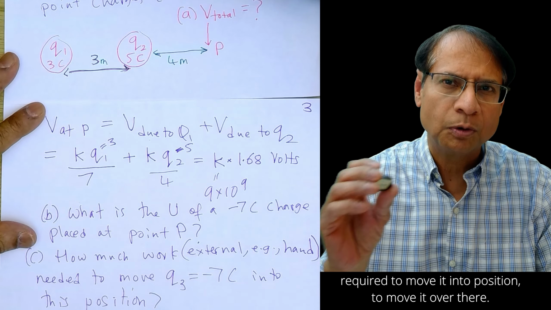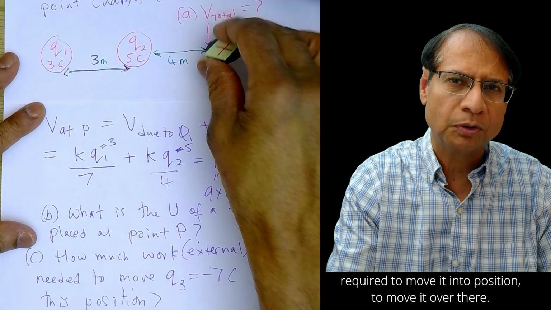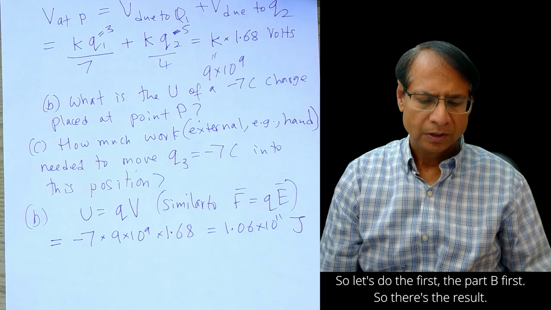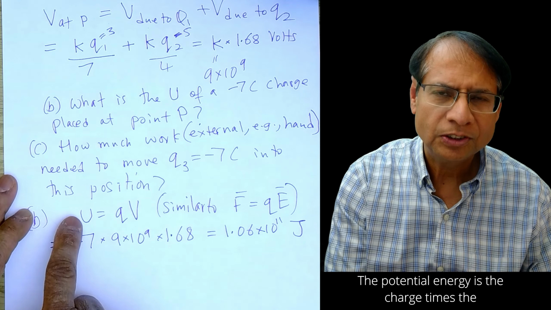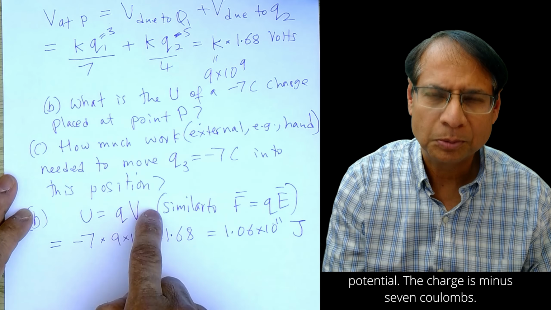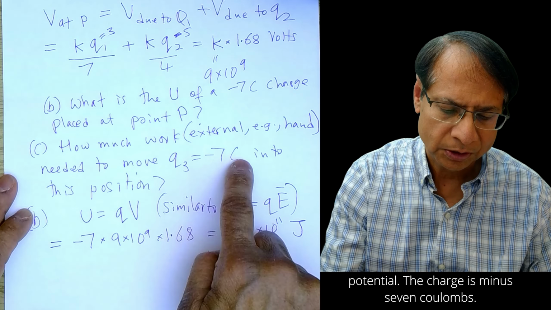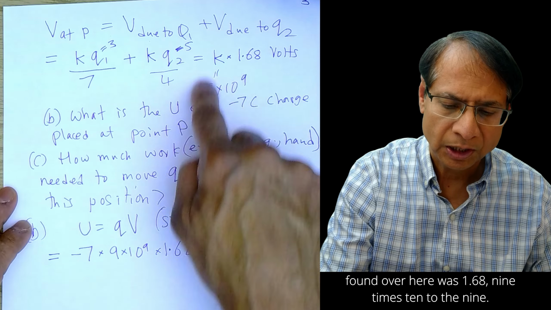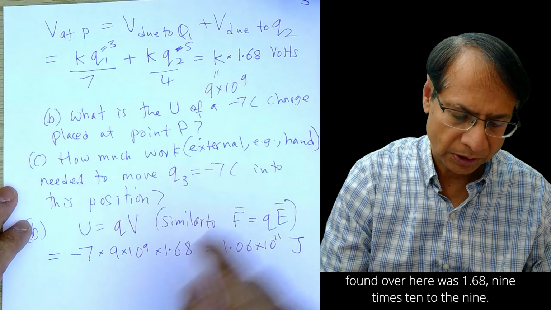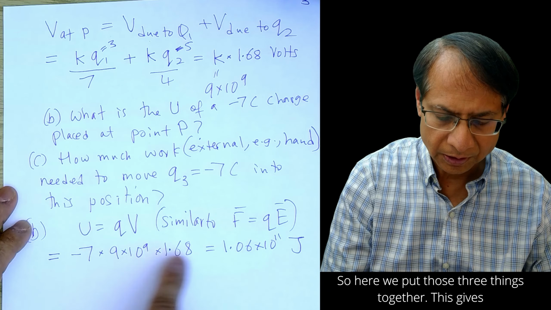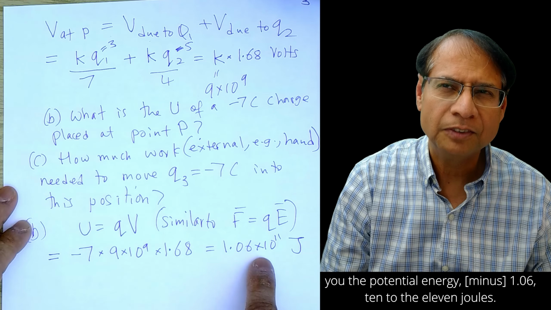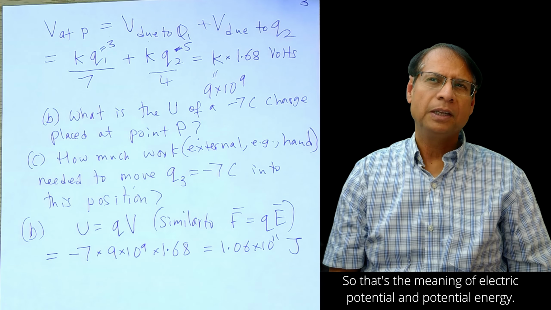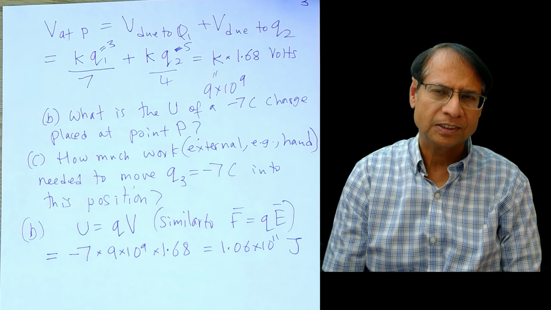How much work is required to move it into position, to move it over there? So let's do part B first. So there's the result. The potential energy is the charge times the potential. The charge is minus 7 coulombs. The potential we found over here was 1.68 times 9 times 10 to the 9. So here we put those three things together. This gives you the potential energy, 1.06 times 10 to the 11 joules. So that's the meaning of electric potential and potential energy.